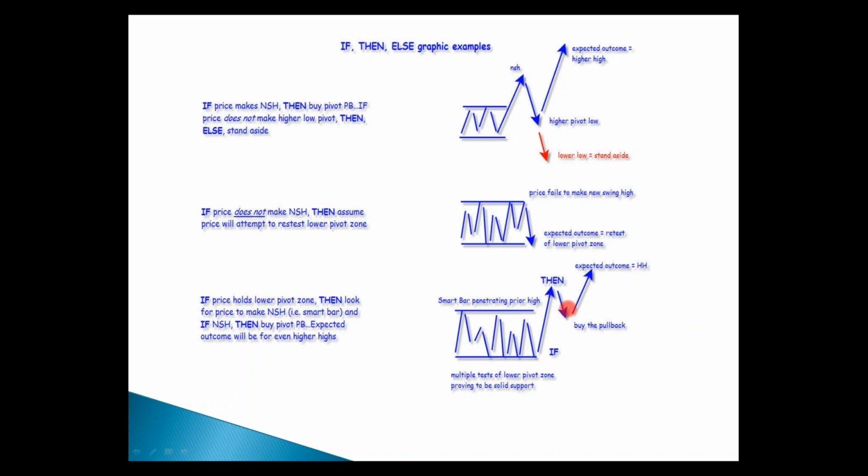Then we want to look for that pullback. And then once we get the pullback that holds the breakout, that's when we want to buy it. That's our lowest risk, greatest profit potential entry. And then again, the expected outcome would be what? Higher highs, or in the case of a breakdown, lower lows. Again, it's a thought process.